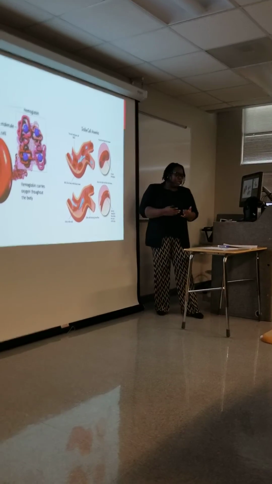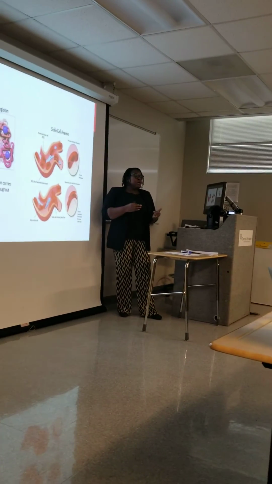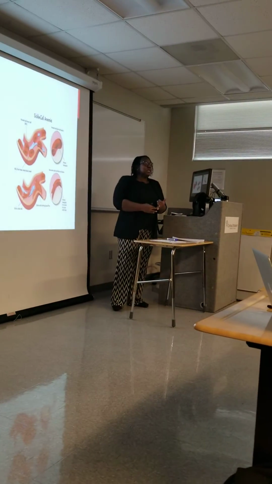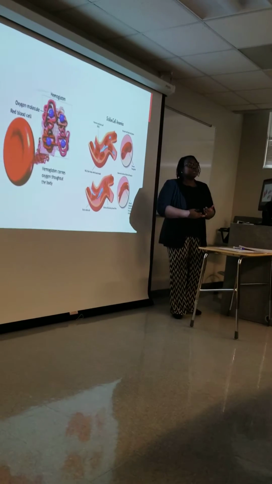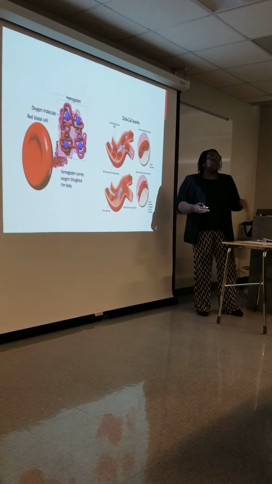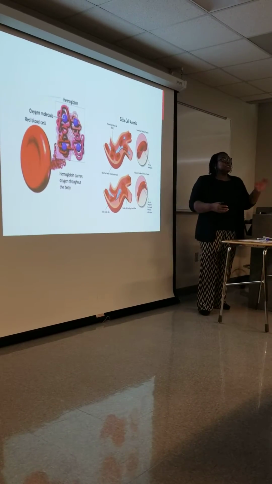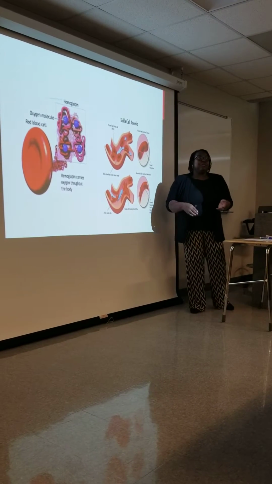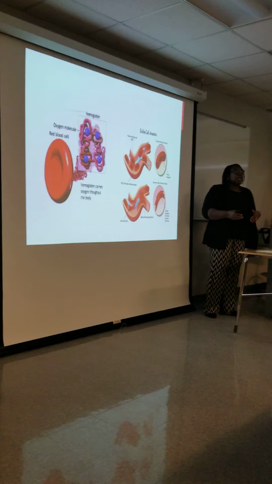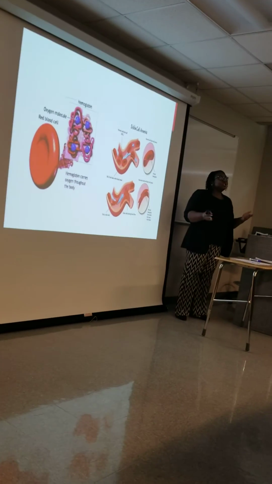Also, when we're talking about red blood cells, the normal life of a red blood cell is about 120 days. So every 120 days, you have red blood cells that are being reproduced. But with sickle cells, that lifespan is much shorter. It's 10 to 20 days.